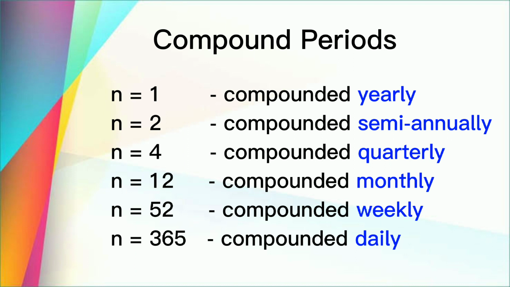The value of N varies depending on the number of times the amount is compounding. N is equal to 1 if the amount is compounded yearly. N is 2 if the amount is compounded semi-annually, 4 if compounded quarterly, 12 if compounded monthly, 52 if compounded weekly, and 365 if compounded daily.